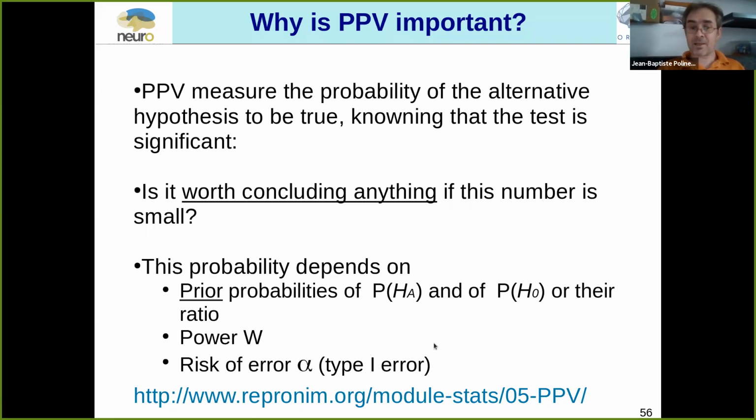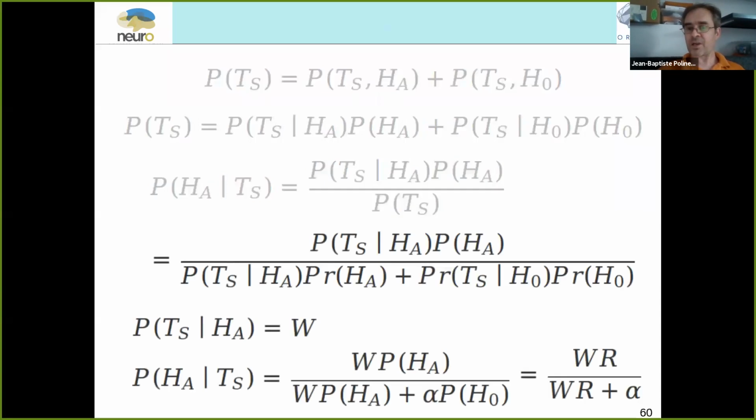The other problem is that it's really hard to compute. I told you how you need to know a lot of things to compute the power, but to compute the PPV, you have to know not only the power and the risk of error that you set, so that's easy, but you also have to have some prior idea of how likely your hypotheses are to be true or not, the ratio of the null and the alternative. So I won't derive that, but it's very easy to derive.